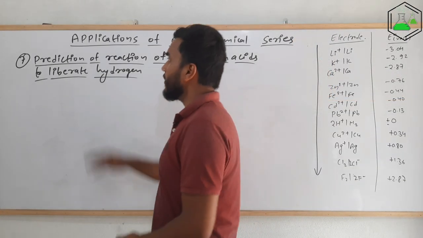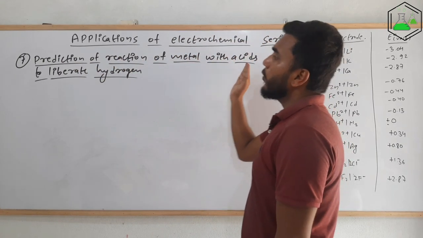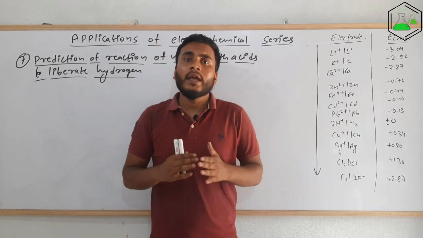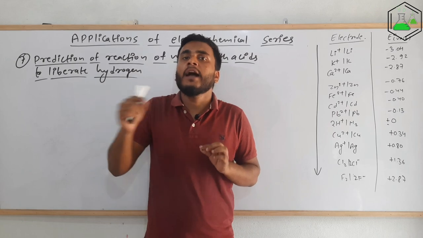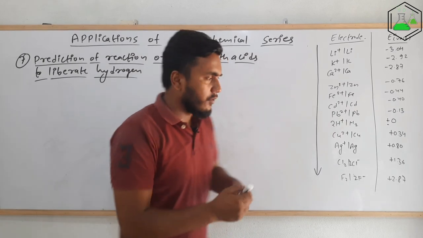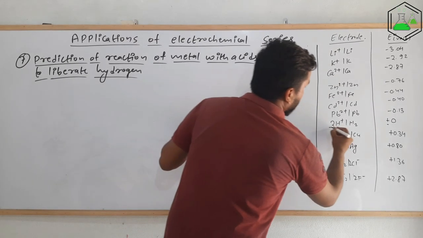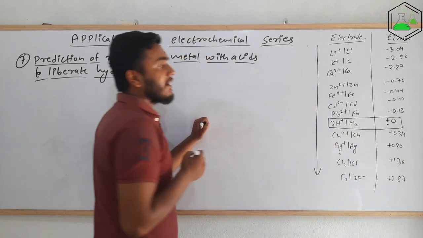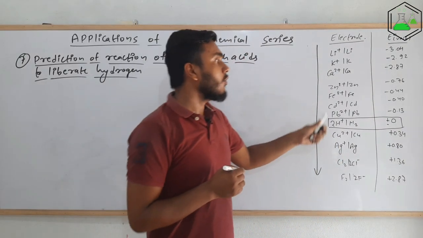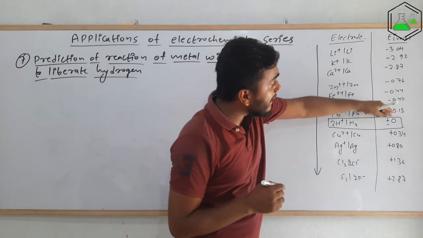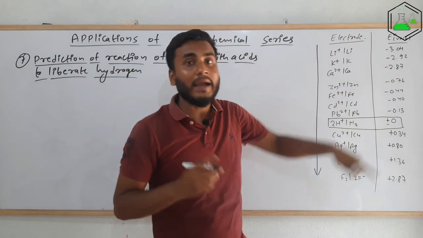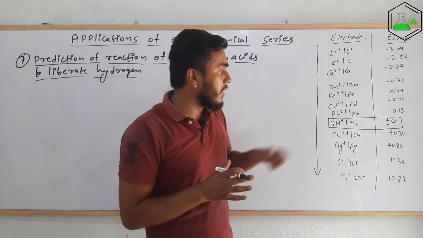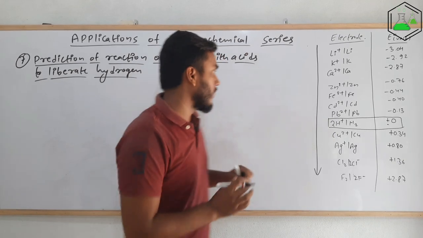The seventh application is prediction of reaction of metal with acids to liberate hydrogen. With the help of the electrochemical series, we can know which metal will be able to liberate hydrogen by reacting with the acids. So here, just see this. This is the value of standard electrode potential of the standard hydrogen electrode. Any electrode whose E naught value is less than this will be able to liberate hydrogen by reacting with acid, and other electrodes whose value is more than zero will never be able to liberate hydrogen by reacting with acids. So let me write it over here.